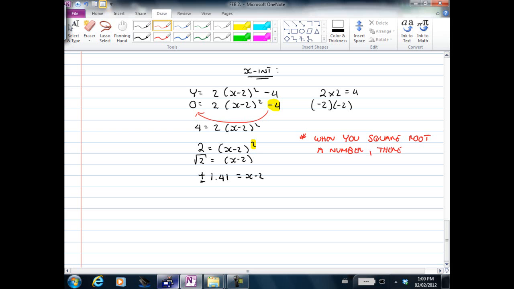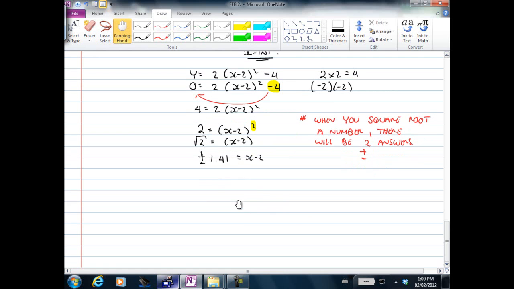In grade 12, you will use a lot of this. There will be 2 answers. No exceptions whatsoever. When you square root a number, there will be 2 answers: positive and negative. Remember that. So you can go back to elementary school, find your grade 7 teacher, and say, hey, you taught me incorrectly.